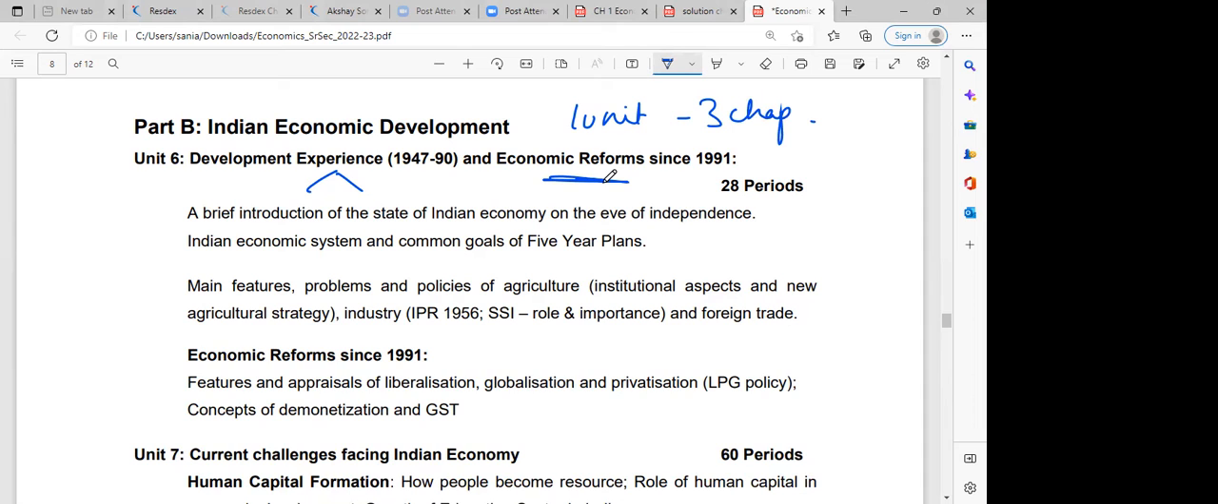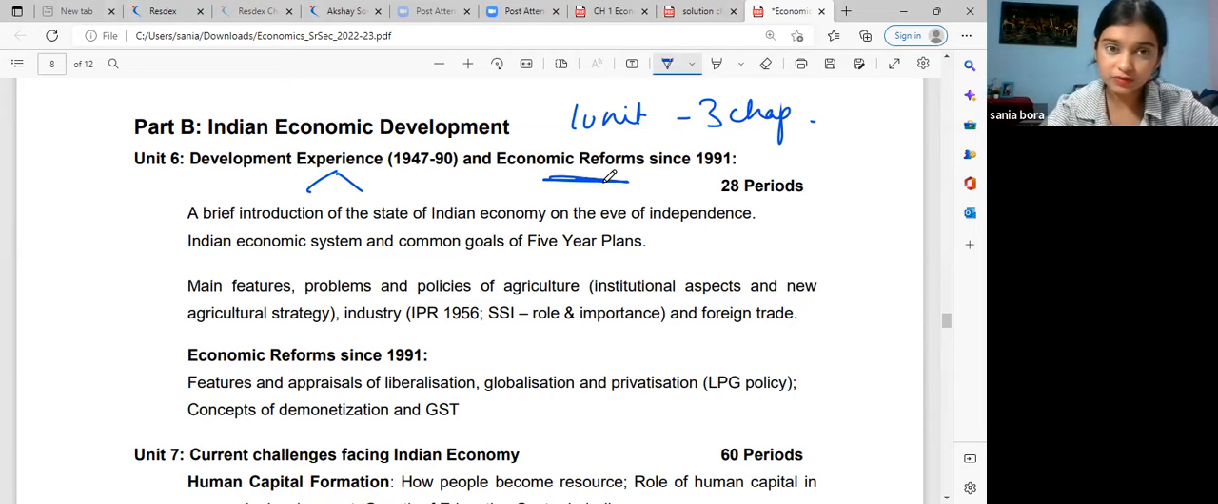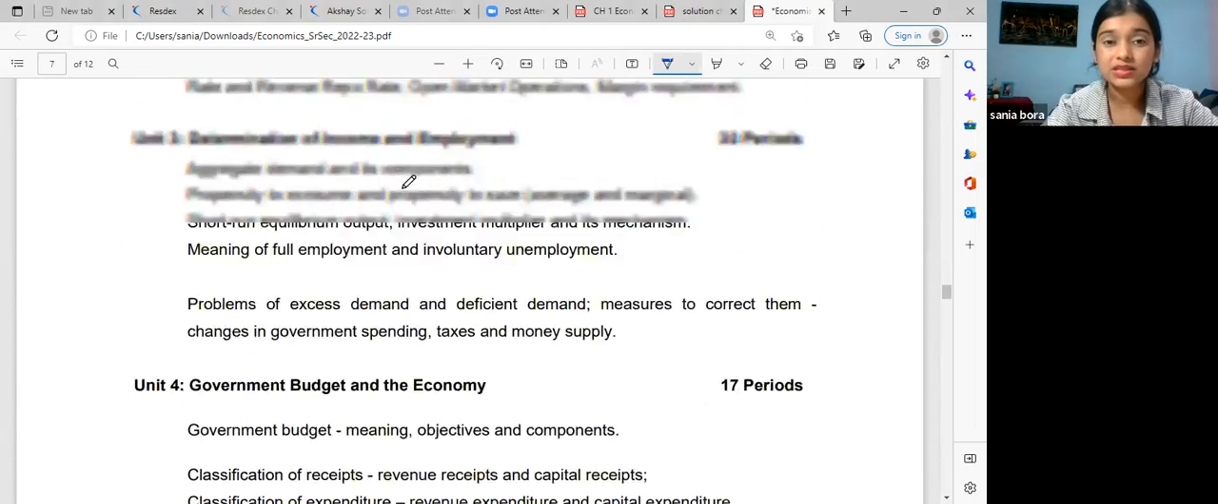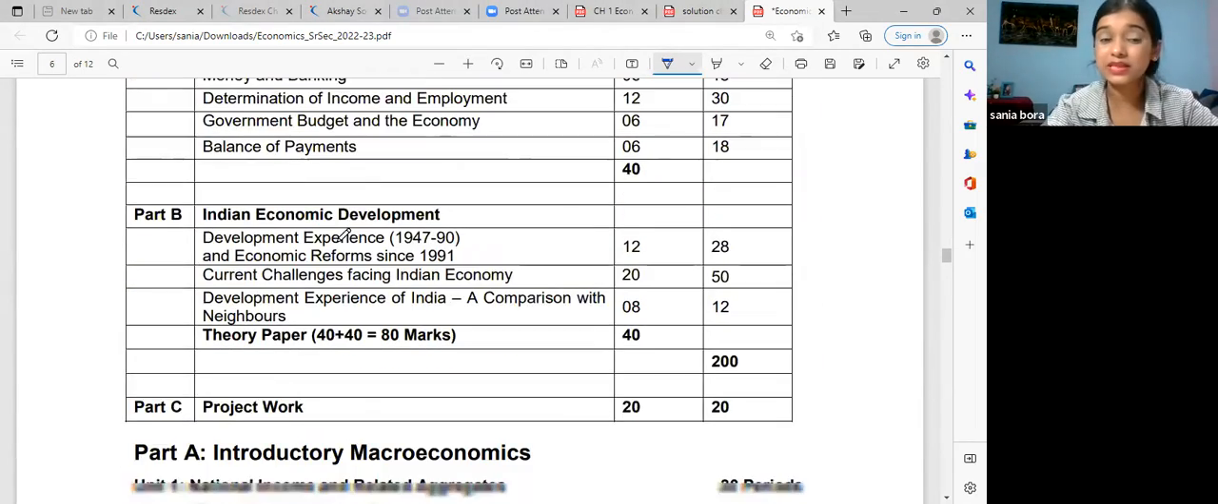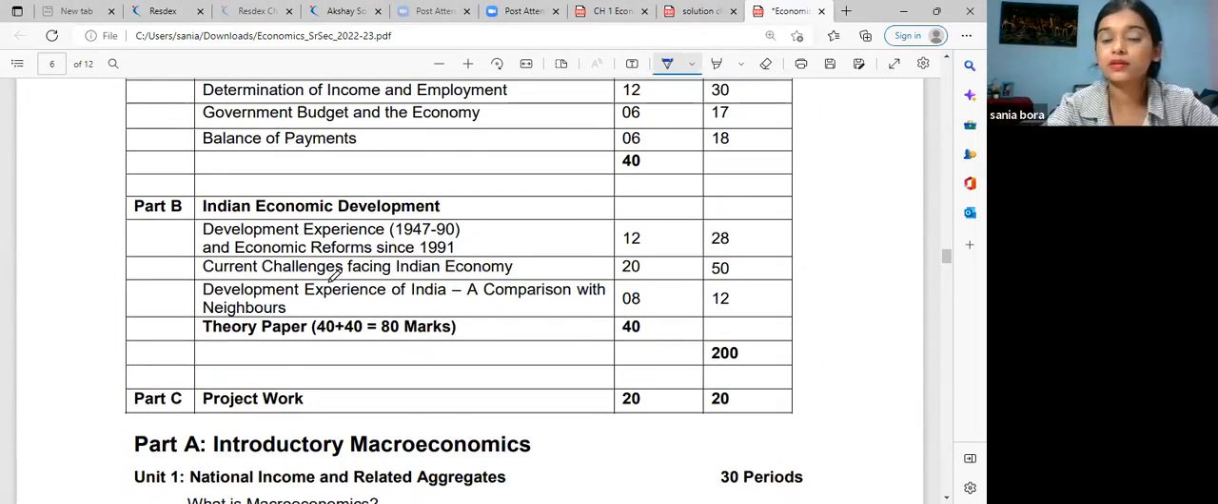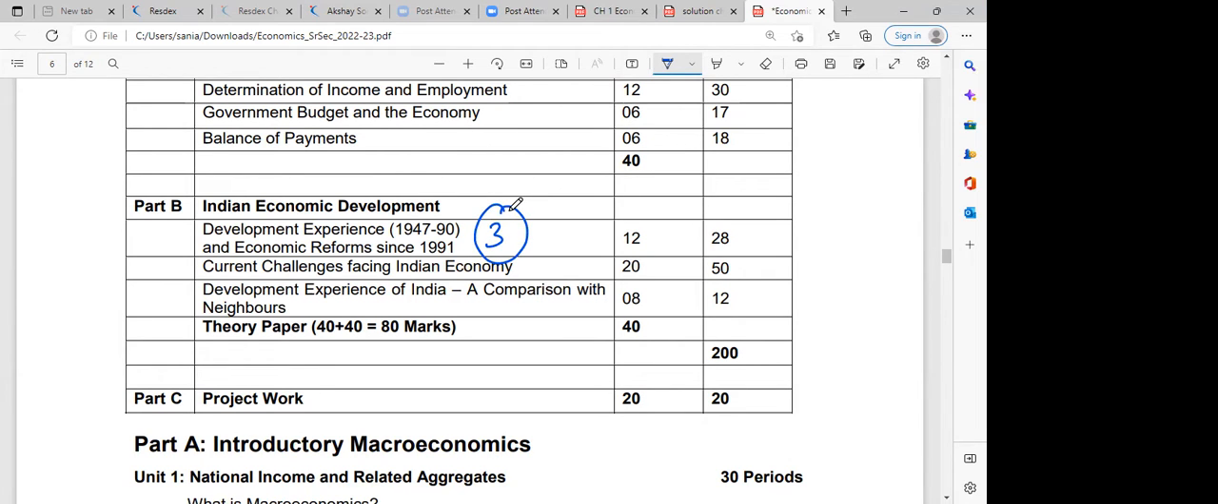Every book is different, and everyone has divided it according to their need. When we come to the syllabus, they have divided it in 3 units, but in some books this is in 4 units. We'll be following this one because I have already introduced this to you. It is a single unit, but here we are going to do 3 chapters. Clear?